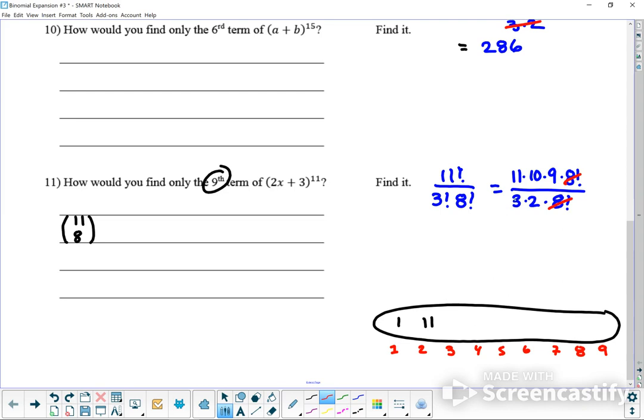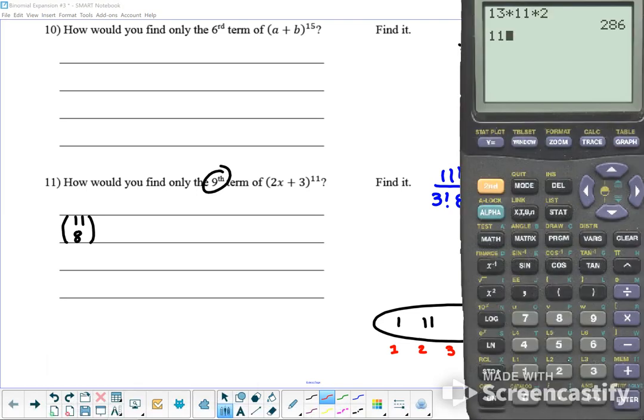Okay, so I'm going to cross off 3 and 9 and that leaves me with 3, because 3 divided into 9 will be 3 times, and 2 and 10 cross those off and leave me with 5. So I really have 11 times 5 times 3. So my number is 165.